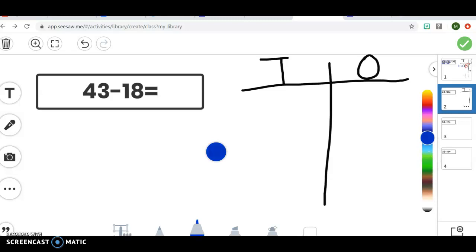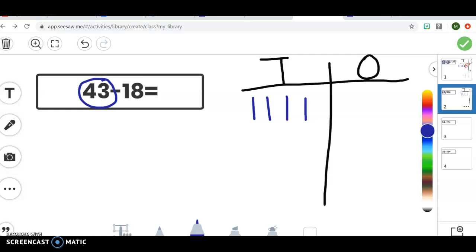And now we need to draw out the first digit in the problem, which is 43. How many tens are in 43? Did you say 4? Excellent. Draw 4 tens. 1, 2, 3, 4. Remember, these are quick pictures. They shouldn't take long for you to draw.